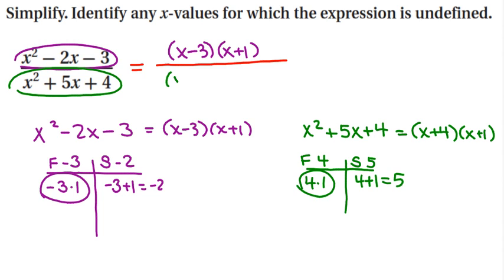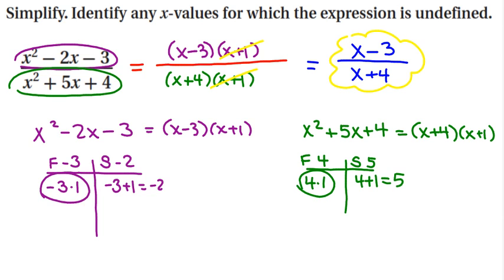So now over here, we have x plus 4 and x plus 1. Now we look to see if there's any common factors that we can cancel out. If you look in the numerator and the denominator, we have x plus 1 here and an x plus 1 there, so we can cancel those out. So in simplified form, our answer is x minus 3 over x plus 4.